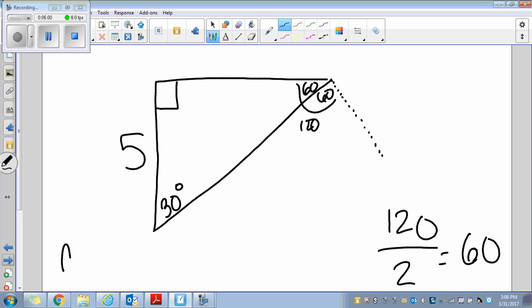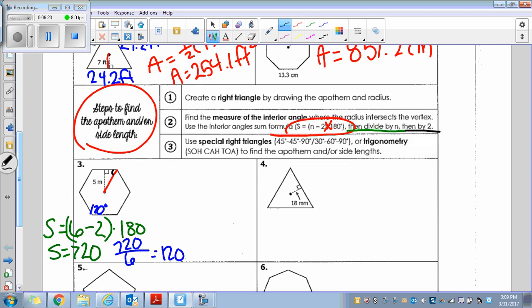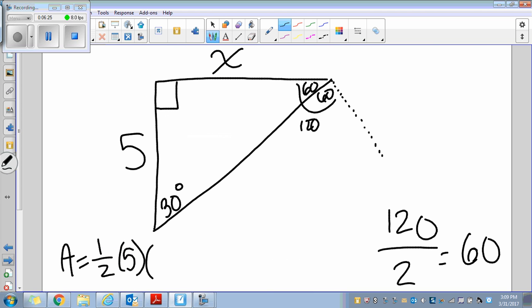We are trying to find the area of this regular hexagon. The area is equal to 1/2 times the apothem, which we already know is 5, but it's also times the perimeter of that hexagon. Well, we need to find this side here, which I'll call x. And remember, that's exactly half of the entire length of the hexagon. So we'll label that x. Now, in order to find x, I use my properties of a special right triangle, and we have to remember what those are.